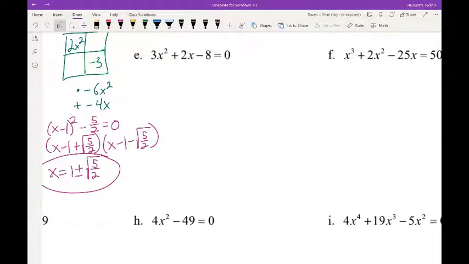Moving on, let's find out if this one factors. Okay, we're already set equal to 0, which is a good thing. And we don't have any greatest common factors out of 3x squared, 2x, and negative 8. So let's see if we can factor this thing.